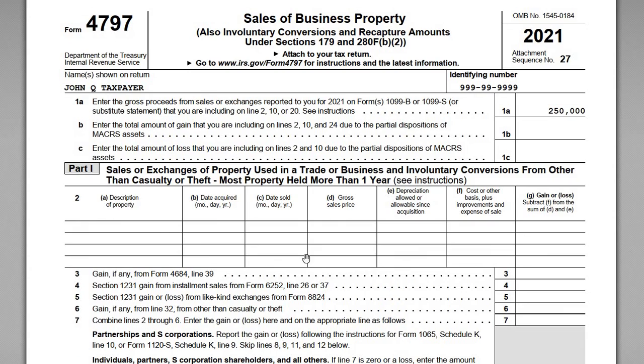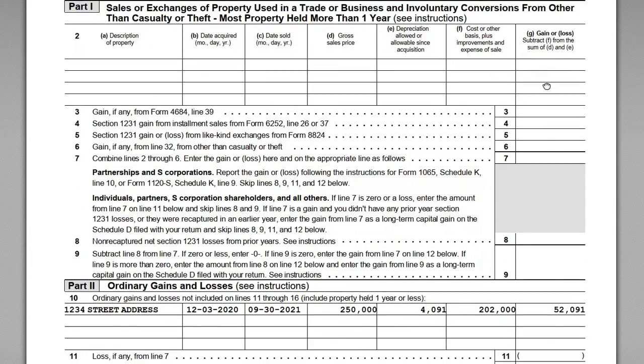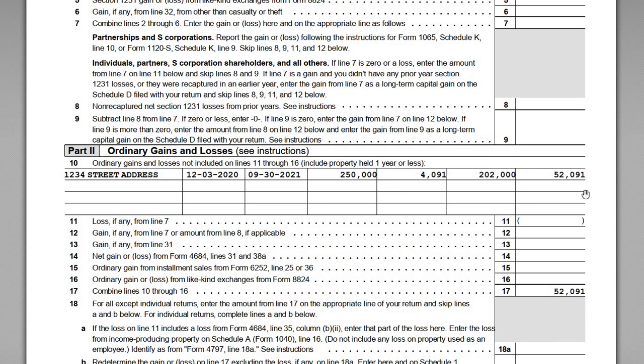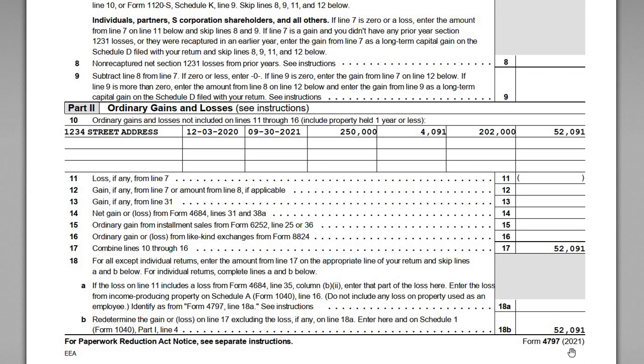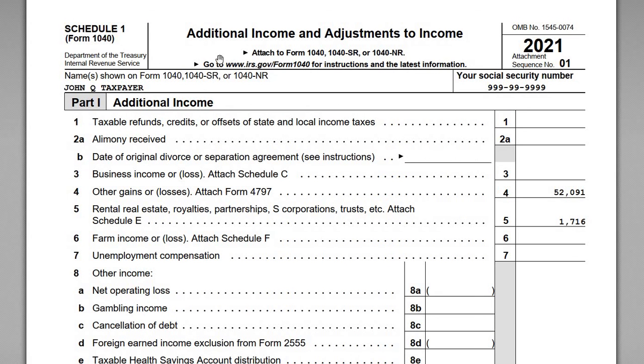Okay, so if we go back up to the 4797 again, so we've got all our items entered here. And if we work all our way across to compute whatever the gain or loss is, we've got our $52,091 number. This entire amount is going to be ordinary gain, right? So $52,091, again, it's flowing into the same place that we were at before, right? So Schedule 1, Part 1, line 4, right? So if we jump up here to the additional income and expense, there it is, $52,091. Okay? So that covers the 3 examples here.